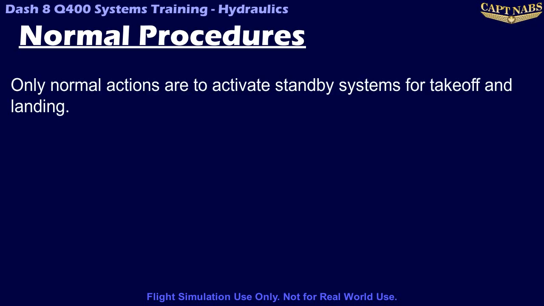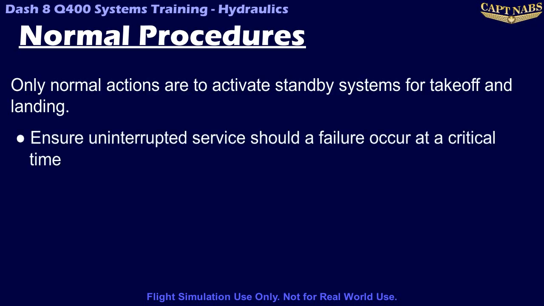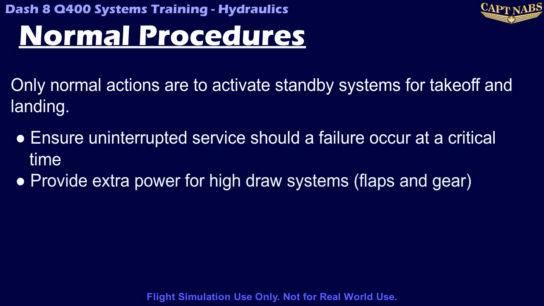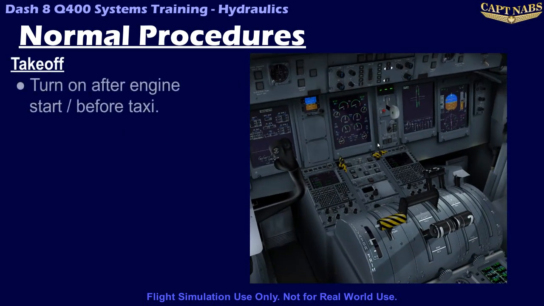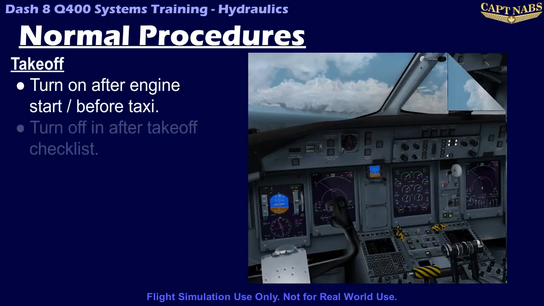This ensures hydraulic pressure remains available in case of any engine failure during takeoff or landing, and also helps ensure sufficient extra power in the hydraulic system for high-draw services such as flaps and landing gear operation. For takeoff, these are normally turned on after starting the engines, or after the first engine start anyways for single-engine taxi, and turned off in the after takeoff checklist.